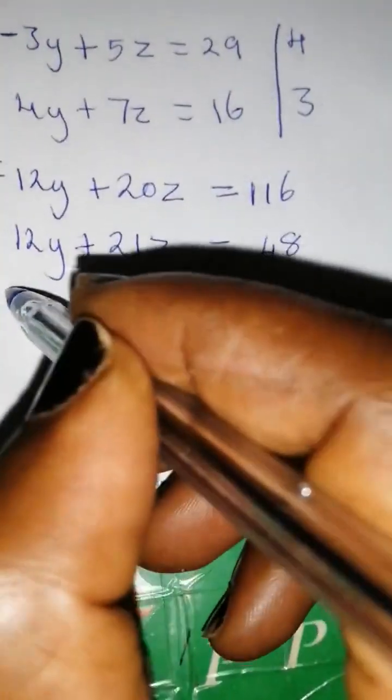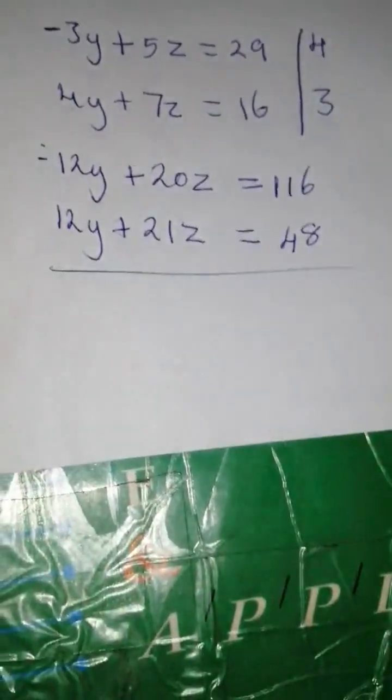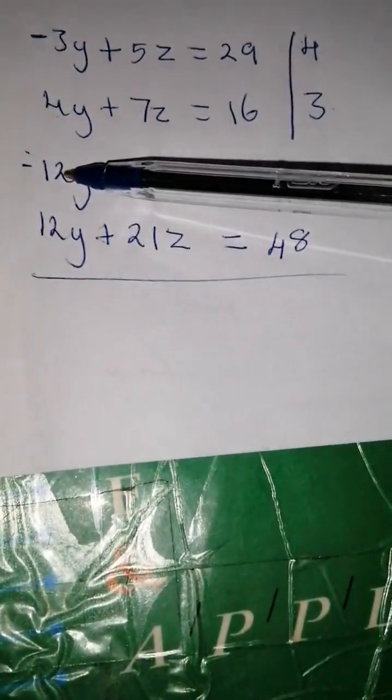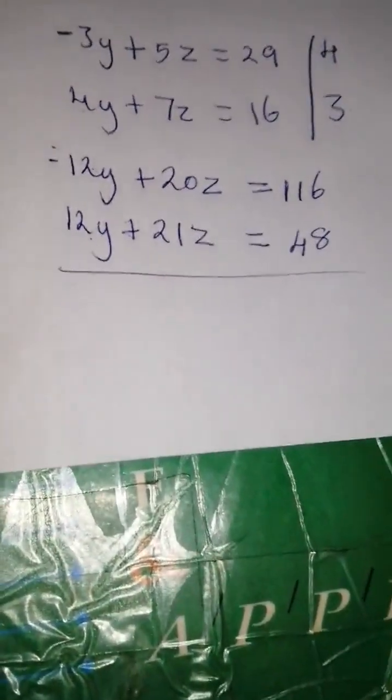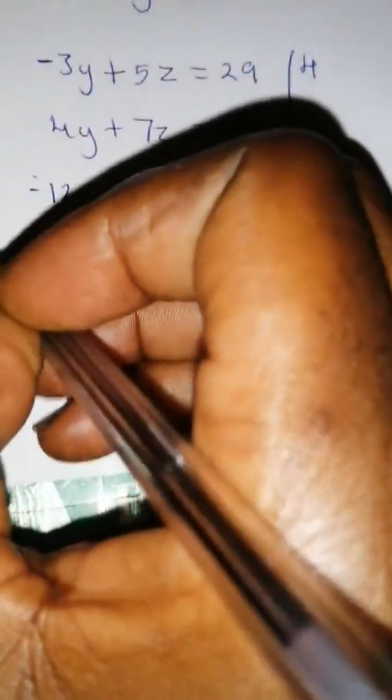Okay, so what I wanted has happened. I have the same coefficient here. And when you look at the coefficients, this one is negative, the other one is positive. So for me to get a 0, I need to add.